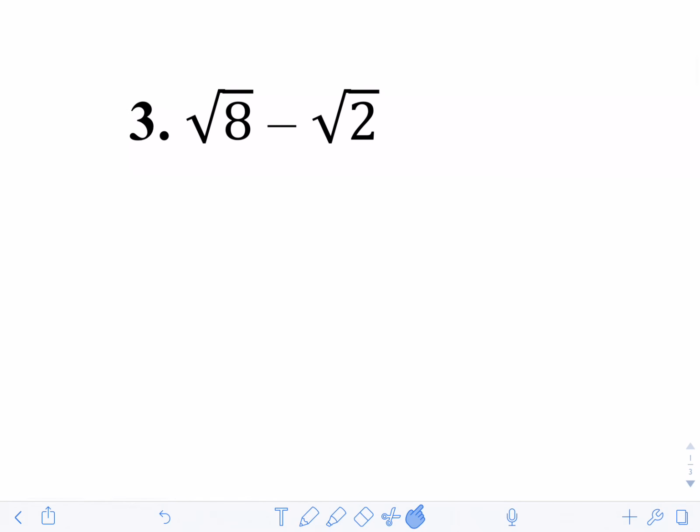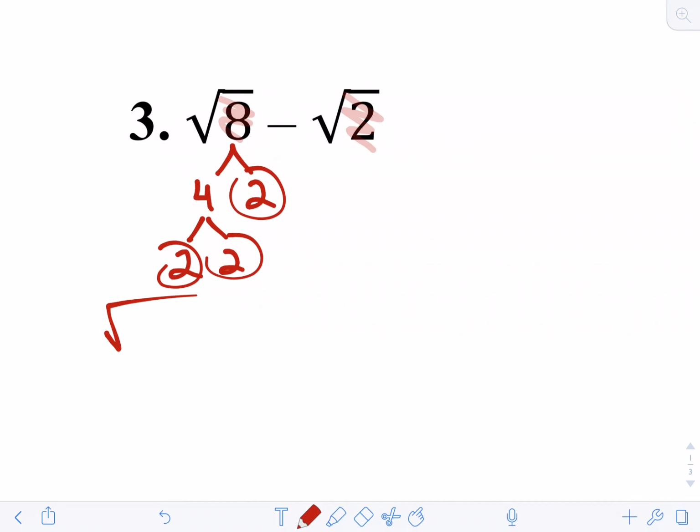Number 3. Okay, so if you look, the numbers underneath your square root are not the same. So your goal is to make them the same. Well, looking at 8, the 2 numbers you can pick for your tree is 4 and 2. And you can pick 2 and 2. So when you rewrite this, you have 2 times 2 times 2. Okay, so I have a pair I can pull out. So I have 2 square roots of 2.